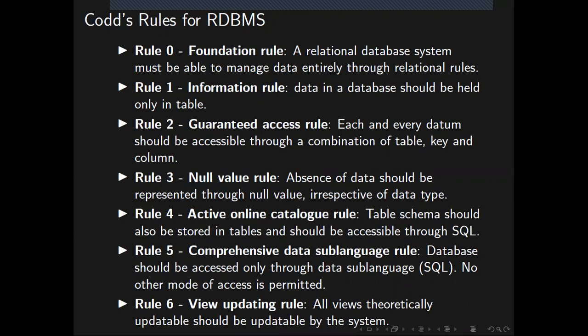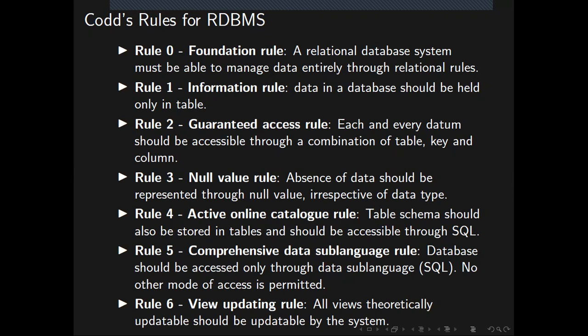Okay. We have seen that the foundation rule states that only the Codd rules should be used for creating RDBMS. No other rules are permitted. That is the first rule, foundation rule. Then the information rule states that all data should be stored in tables. Then the guaranteed access rule. When you place the data, you should be able to retrieve it. That is the guaranteed access rule. Null value rule. When there is no data for any particular column, you should be permitted to use a null value for that column. Then the active online catalog rule.